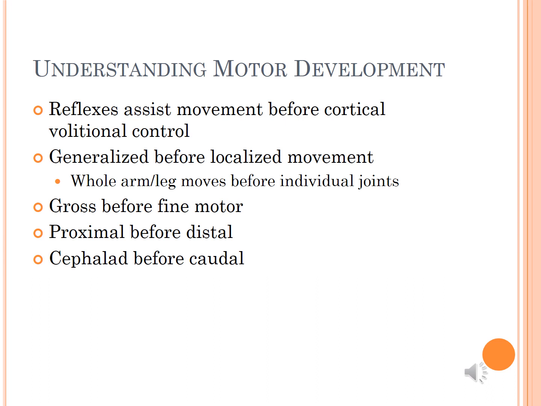Babies are going to roll and crawl and sit before they can do very fine and detailed movement. You're going to get proximal before distal, so in order to have control of your arms and your hands, you've got to have that trunk and head control first. And then typically you get head control before you get leg control and standing and weight bearing, those kind of things. So that's cephalad before caudal movement.